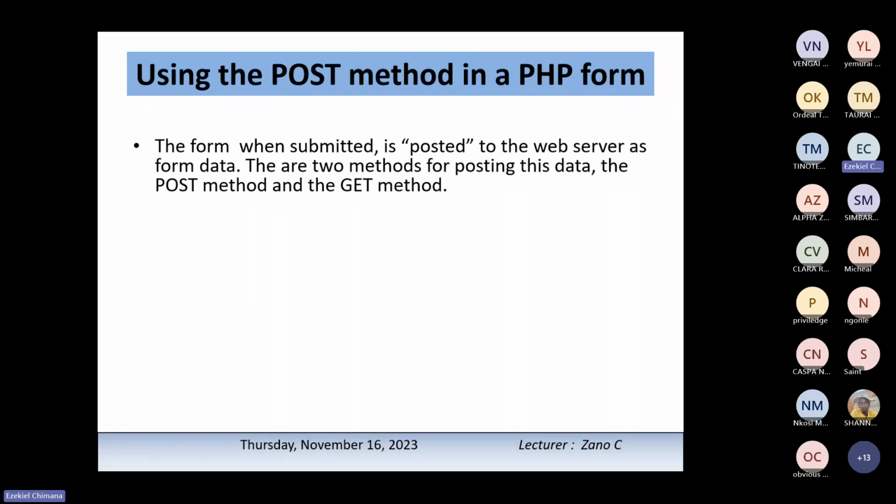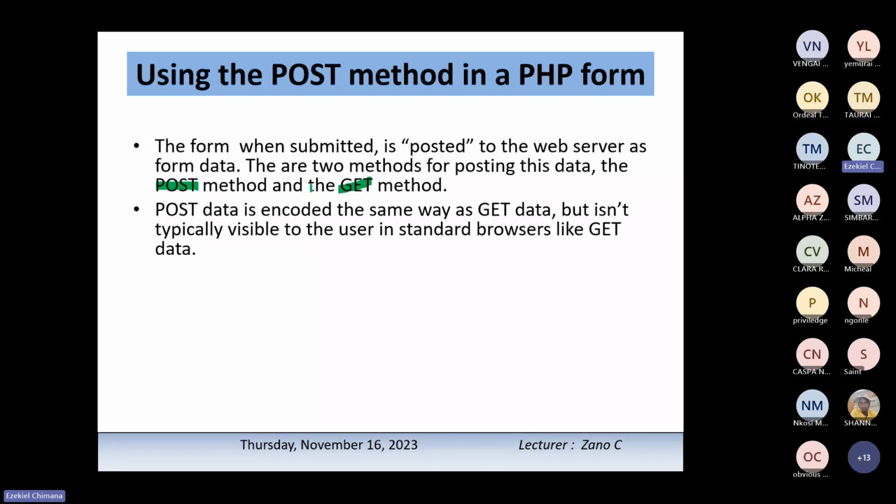If you want to use the post, there's what we call the post. So the form, when submitted, is posted to the web server as form data. We just take the data, so we submit it as form data, not the whole thing that you'll be seeing there. You just submit the form data. So there are two methods for posting this data. We can use post, or we can use the get method. You need to take note of these two and their differences, and on why using post and on why using get.